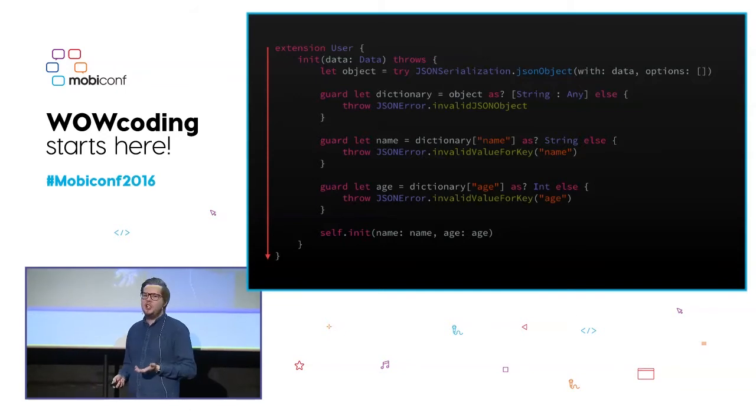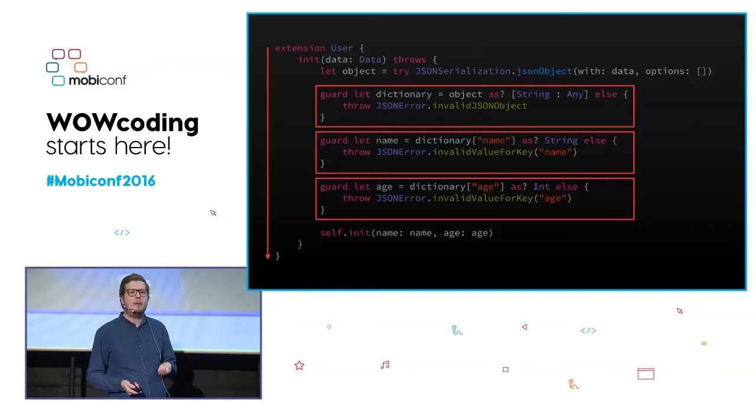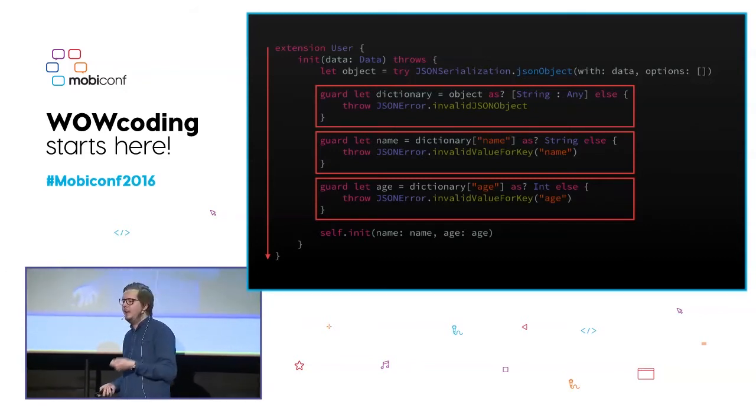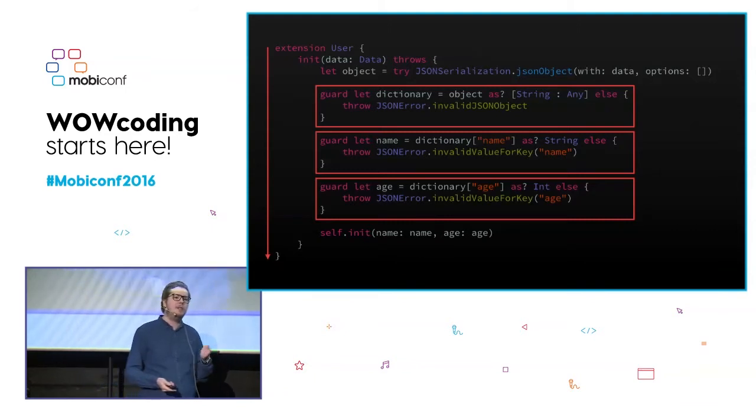Also, we have a lot of repetition going on here. We can see that we're repeating the same operation pretty much 3 times over. We're doing a guard statement where we're checking the type, and then if the type is a mismatch, we'll throw an error. And we're doing this 3 times over with different types and different keys. So pretty much the same operation repeated 3 times.